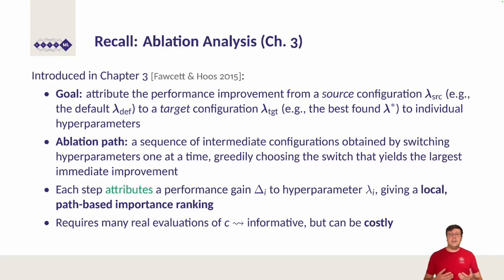The construction is an ablation path, a sequence of intermediate configurations obtained by flipping hyperparameters from their source to their target values one at a time. At each step, the flip is chosen greedily to maximize the immediate improvement, and the realized gain, delta I, is credited to the hyperparameter that was switched. The result is a local path-based importance ranking. The cost is that a faithful path requires many genuine evaluations of the cost function, informative but potentially expensive.